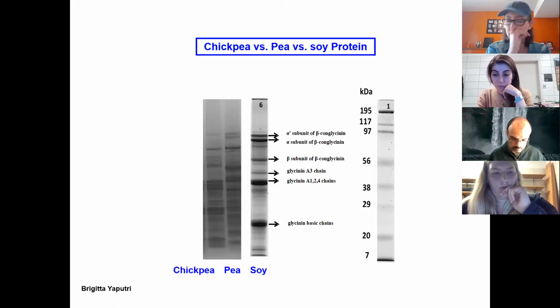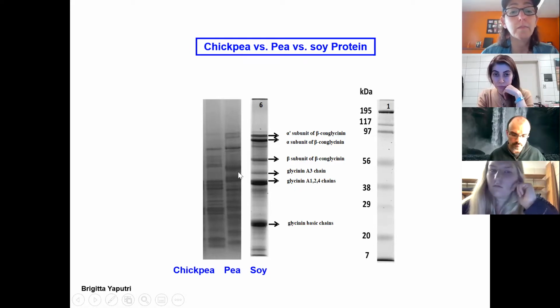And here's the third species. This is the chickpea. This was also run by Brigida here, and it shows you differences too. These are the acidic and basic subunits, and you have more legumin than you have in the pea.